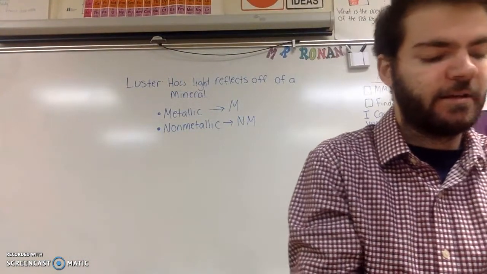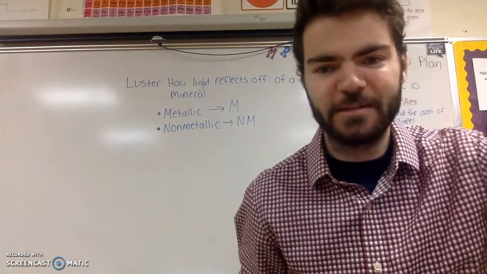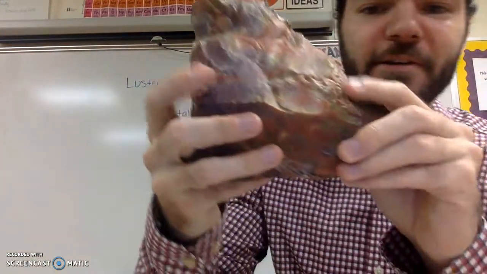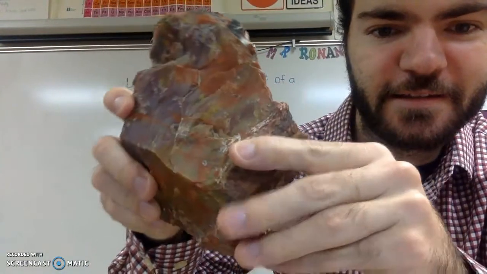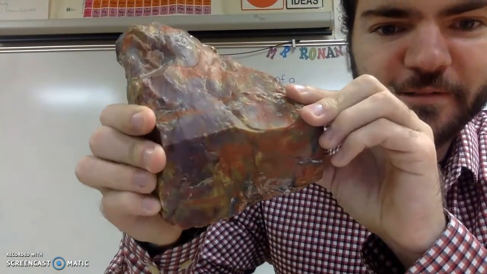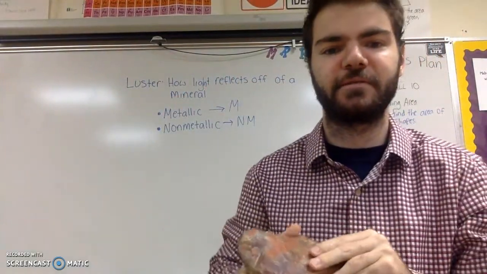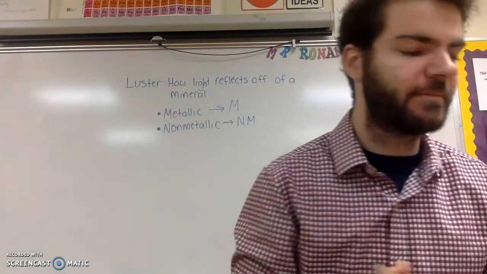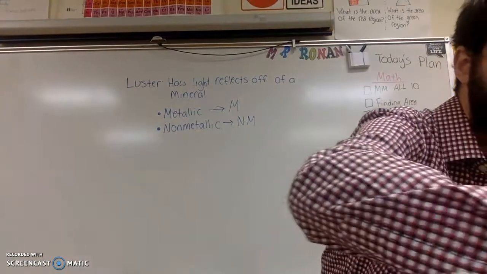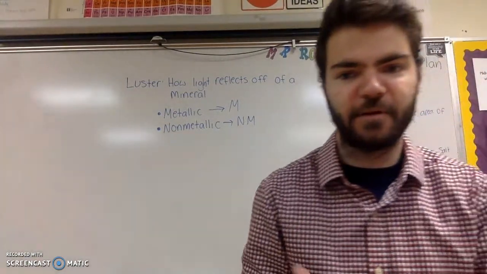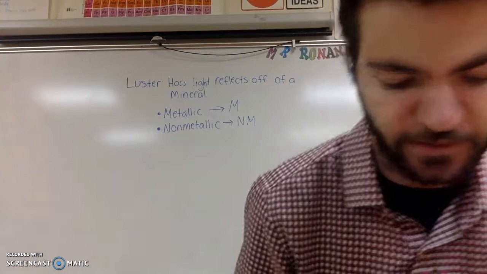An example of something that wouldn't be metallic would be this right here. This does not look anything like metal. It doesn't sheen, doesn't glitter, doesn't do any of that stuff. So this I would call non-metallic. So we're going to go ahead and get started here. I have my numbers, now I'm going 1 through 13.